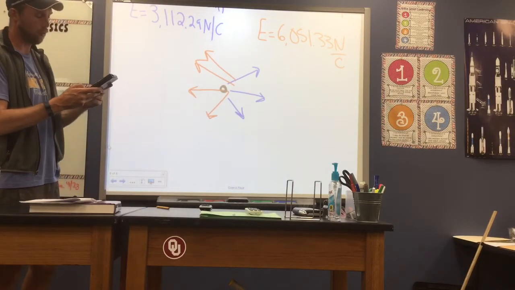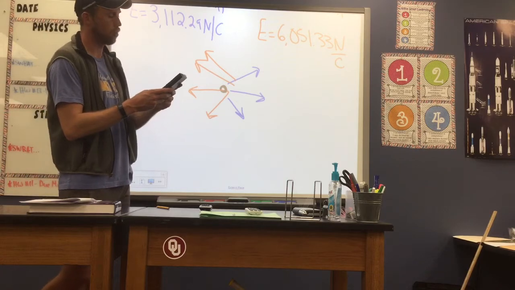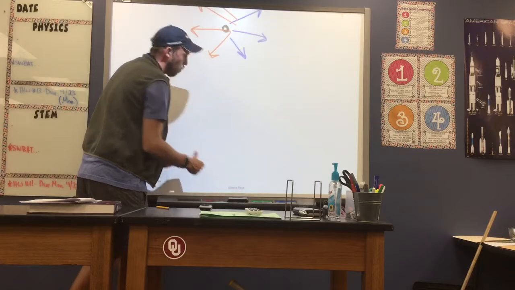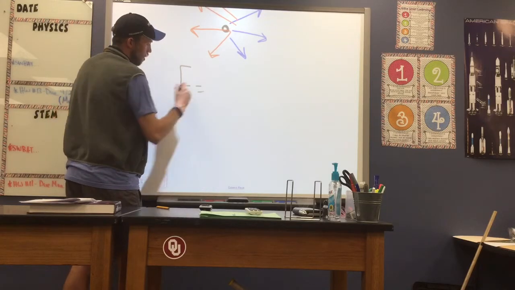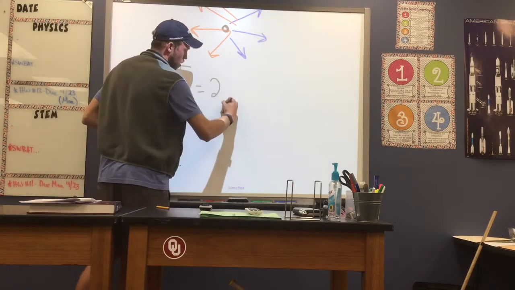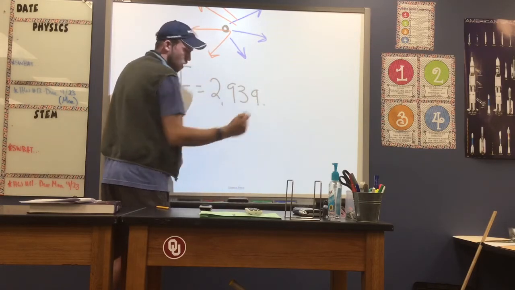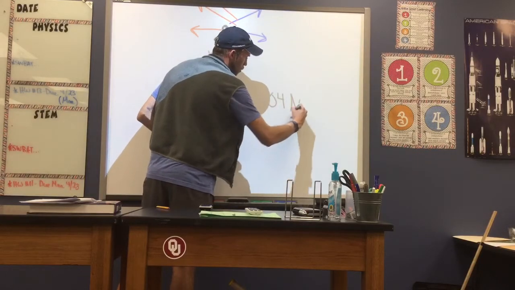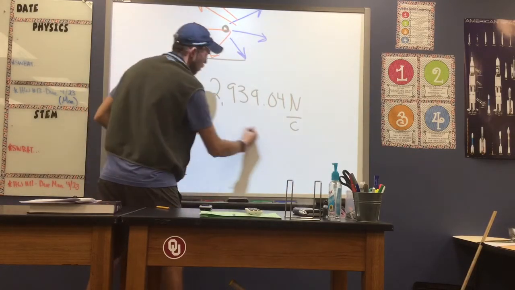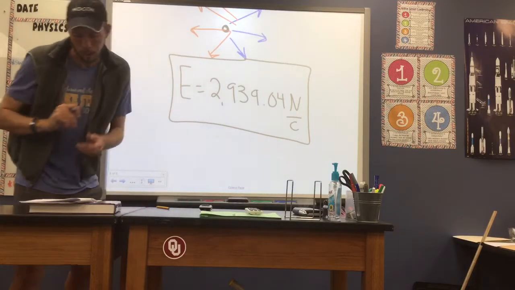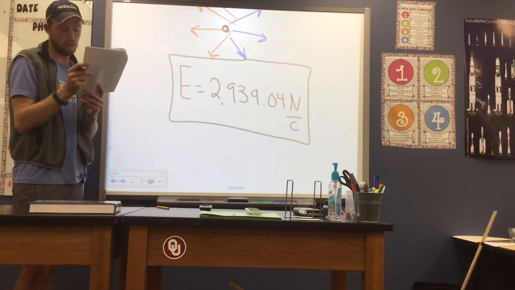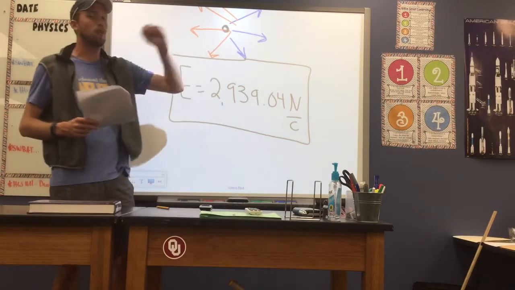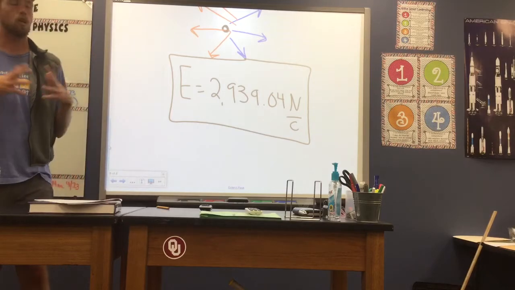So we'll take 6,051.33 minus 3,112.29. And when we do, we get an overall field of E equals 2,939.04 newtons per coulomb. In checking our key, we get about 2,938.1. Probably some of that was due to a little bit of the rounding I did with the K value, but overall we're getting a value very close to what it needs to be.